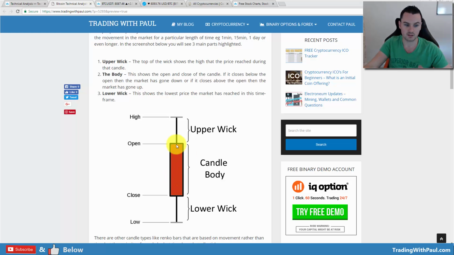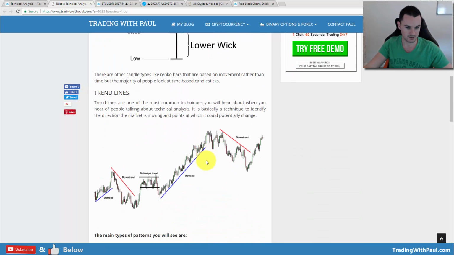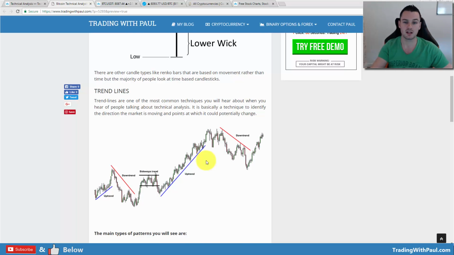So you can see this was a candle going down, so it opened up here and then it ended up closing down here. So the bottom of this one shows the close and the top shows the open. So if the market was going up and this had been a green candle, then the open would have been down here and then the close would have been up higher. That's your candles. There are other types of candles. You have things like Renkos, where they are not time-based, but again, we'll talk about them in a later video.